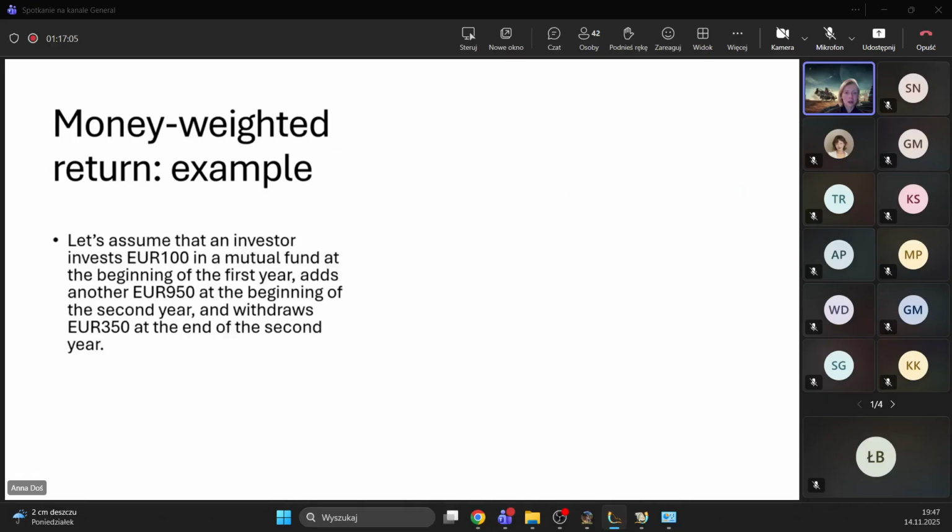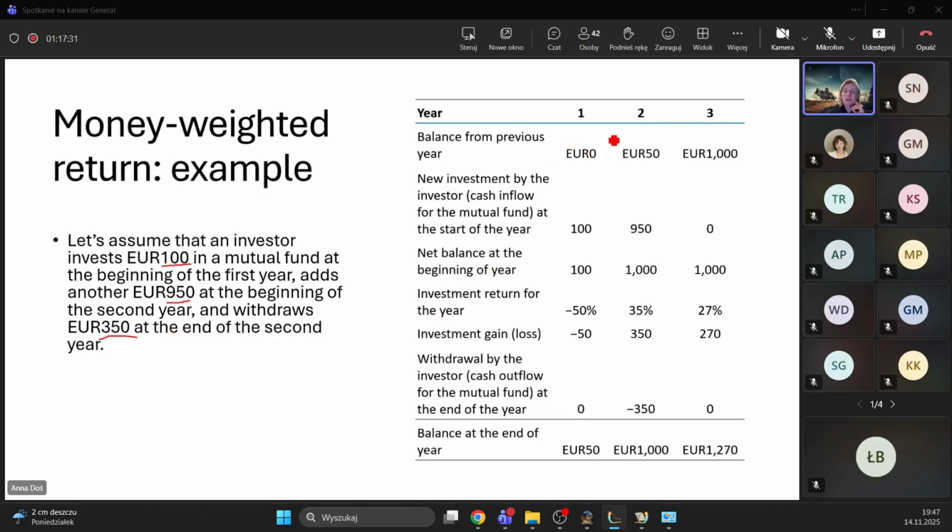Let's see the example. We assume that the investor invested 100 in the mutual fund at the beginning of the first year, then added 950 at the beginning of the second year, and withdrew 350 at the end of the second year, and after the third year, withdrew from the investment. So what is the money-weighted return? We have to build a cash flow. This is not a cash flow statement, obviously, but a cash flow report for this investment.